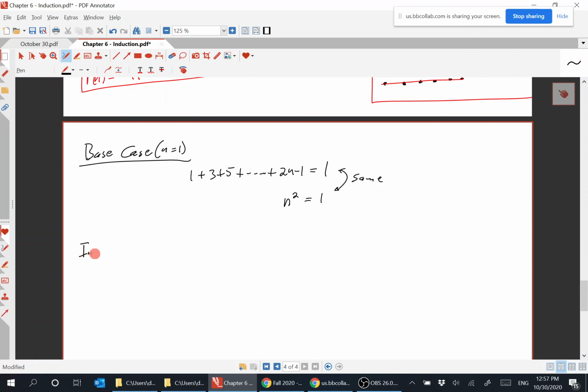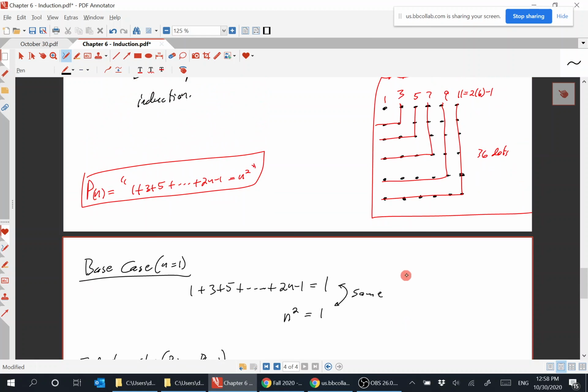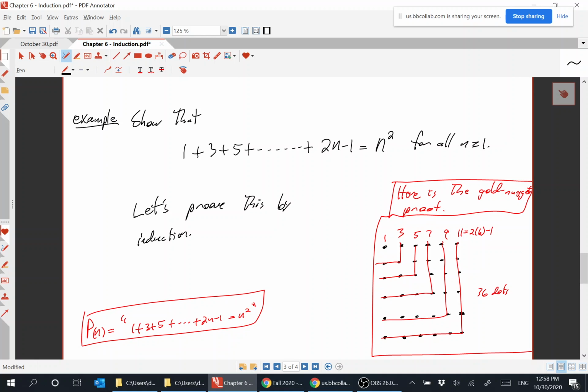Now, inductive step. The inductive step is that Pn implies Pn plus 1. Okay, take your inductive hypothesis. Assume that 1 plus 3 plus 5 plus up to 2n minus 1 equals n squared for some n in the domain that we're talking about.